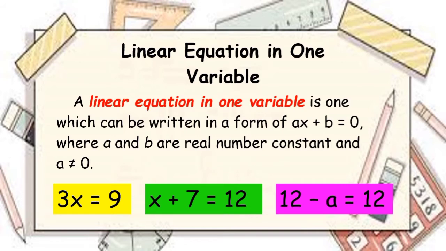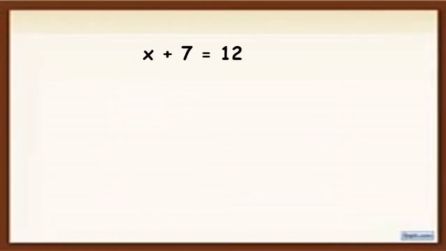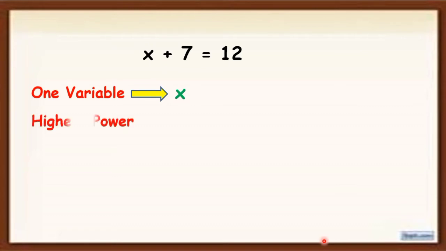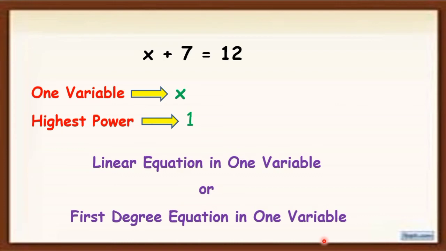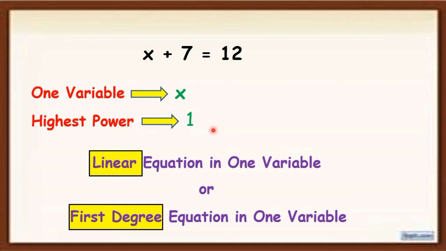Now, let's have x + 7 = 12. In this equation, it has one variable, and that variable is x. And the highest power of x is 1. This kind of equation is called linear equation in one variable or first degree equation in one variable. They are called linear or first degree because the highest degree of a variable is 1.